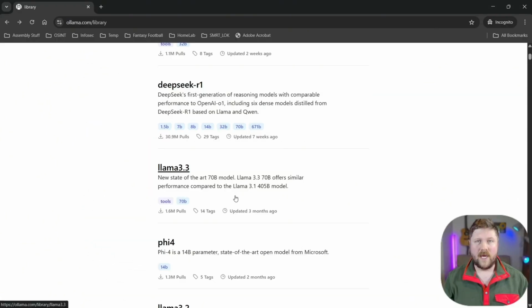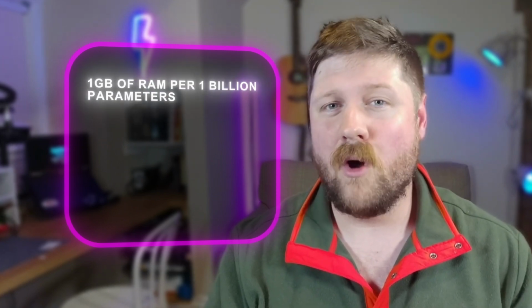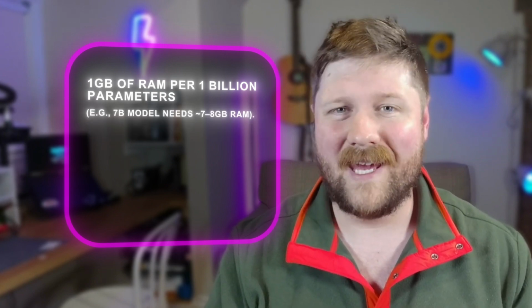You'll notice that we have all of these different versions of them: 1.5B, 7B, 8B, all the way up for DeepSeek to 671B. If you're not familiar with large language models and how they're trained, that number, usually in billions, represents the amount of parameters that are used when training the model. Generally speaking, more parameters means the model will function better, however, it will require more computational power. At a minimum, you'll generally need 1 gigabyte of RAM per 1 billion parameters in the model. So for example, a 7 billion parameter model would require about 7 to 8 gigabytes of RAM.